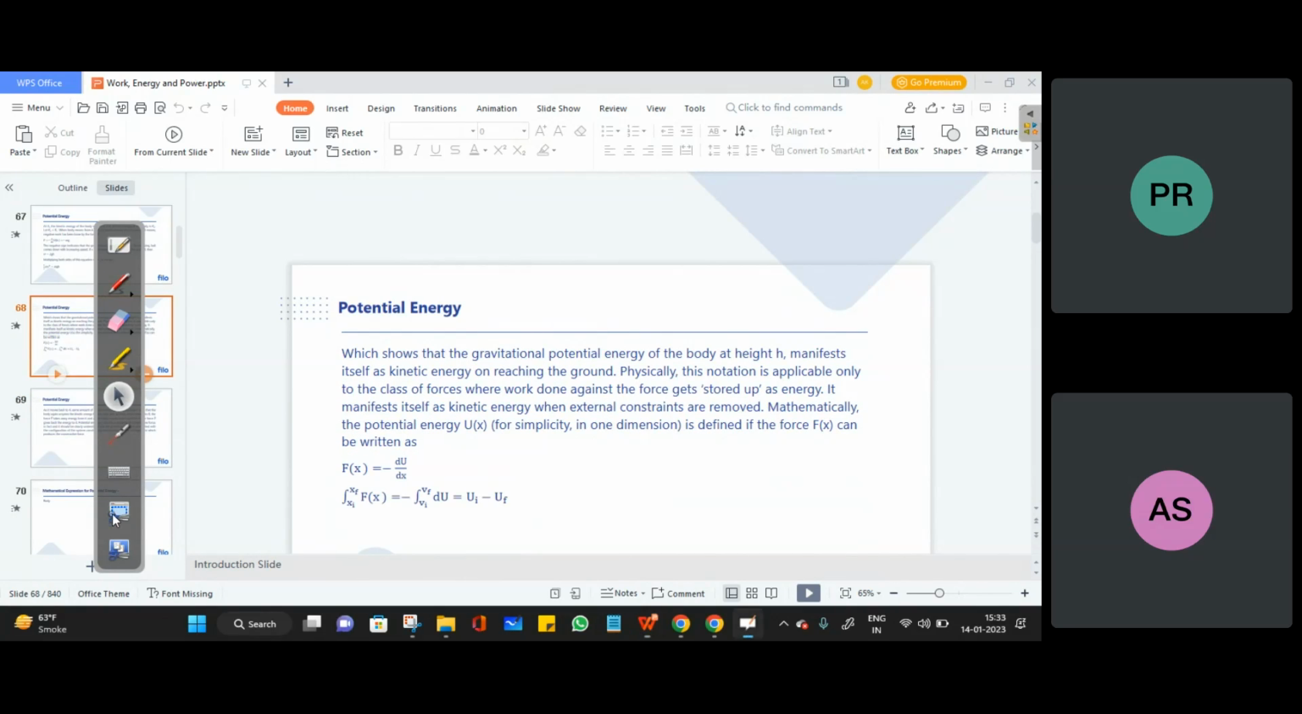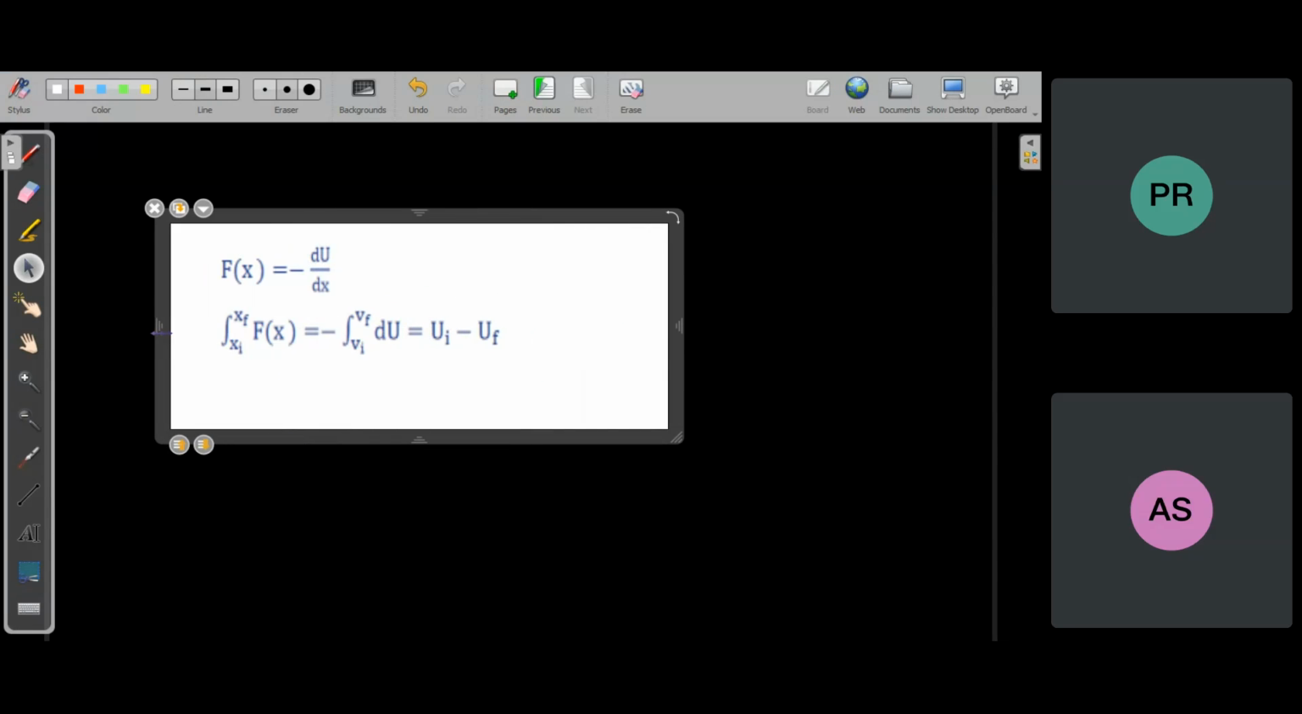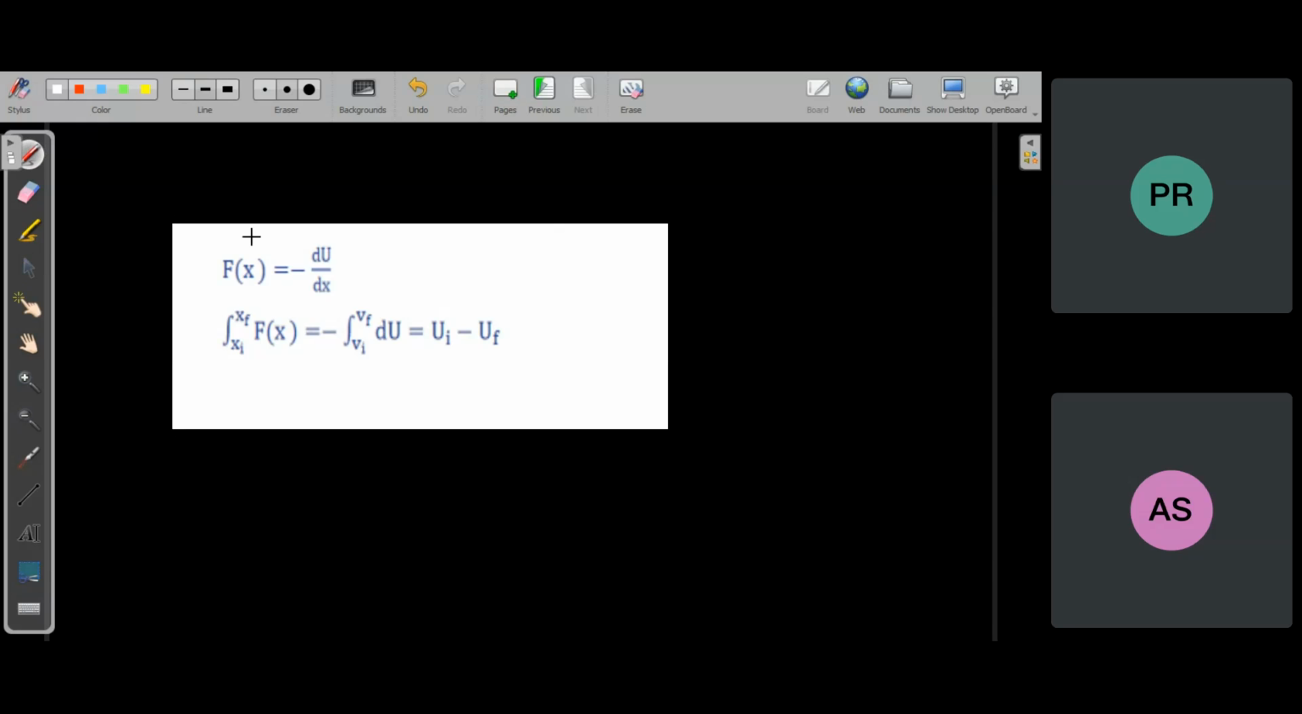Okay, so now here you can see the same thing can be written mathematically like this. For example, if you cross multiply this expression, you will get exactly what I said. You will get work done by conservative force, which is F dot dx. If you cross multiply, F dot dx is equal to minus dU, right?